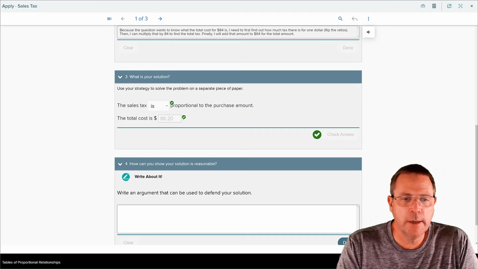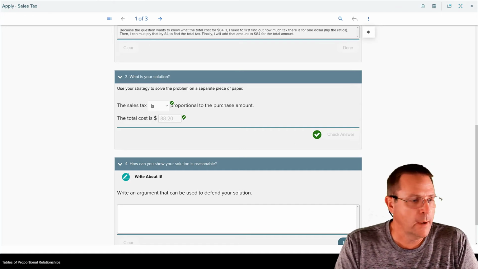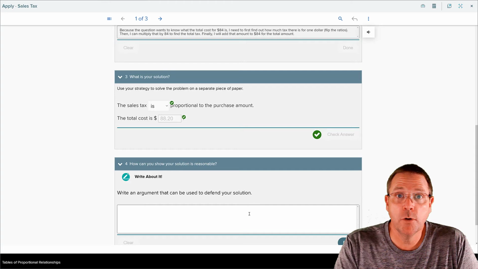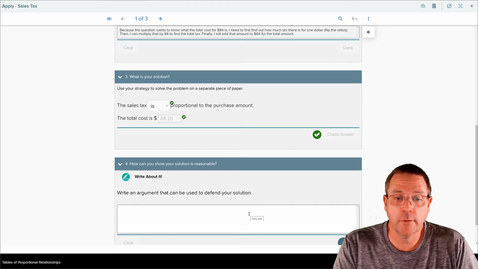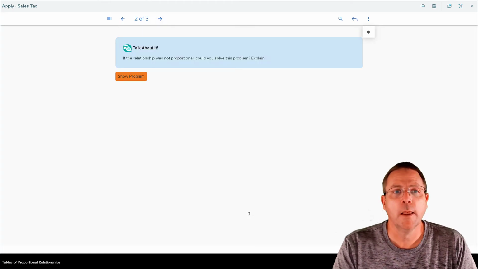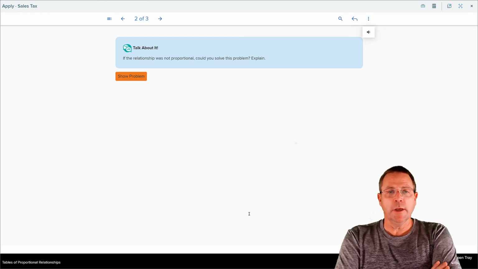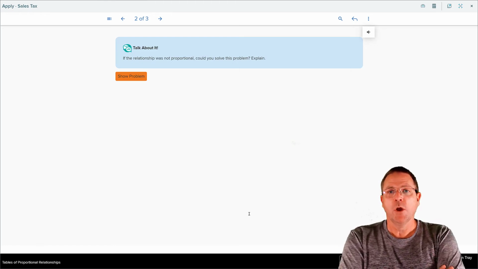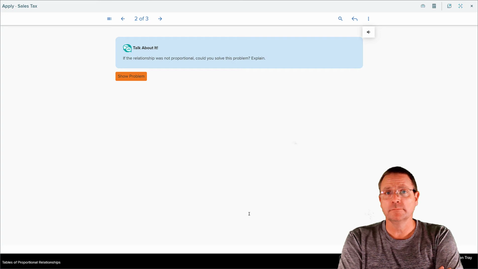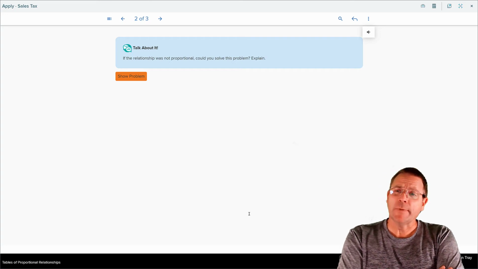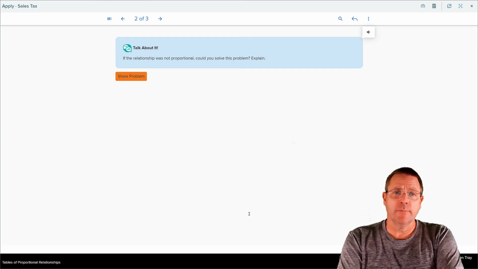Now, I have explained how I solved my answer. I hope that you have made a good argument of how you solved your answer right here. Now it asks us, if the relationship is not proportional, could you solve this problem? Not really, not with the skills we have at this time.